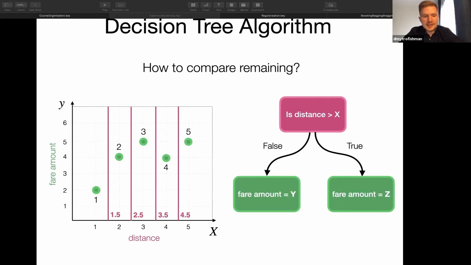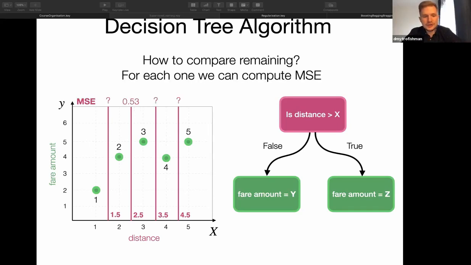Oleg, what was the MSE of this 2.5 split here? Do you remember what was the MSE that we calculated? 0.506, something like this. And 0.53, yeah, 0.53. So we already know this one, right? Let's check the other ones.